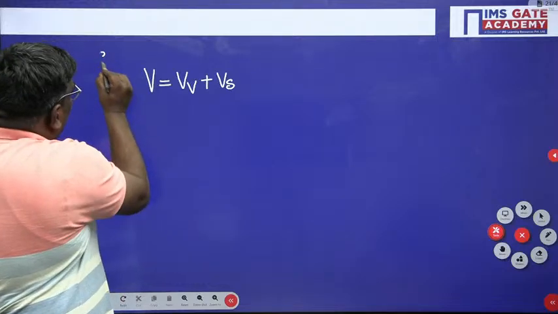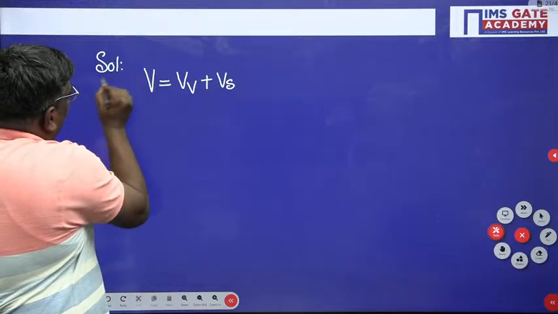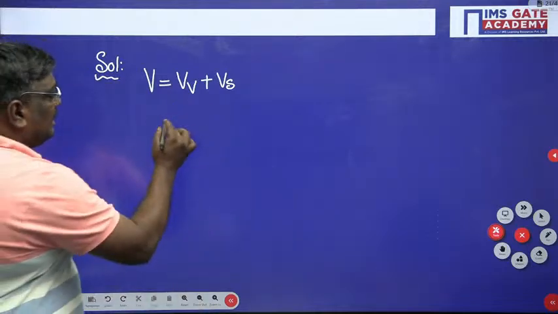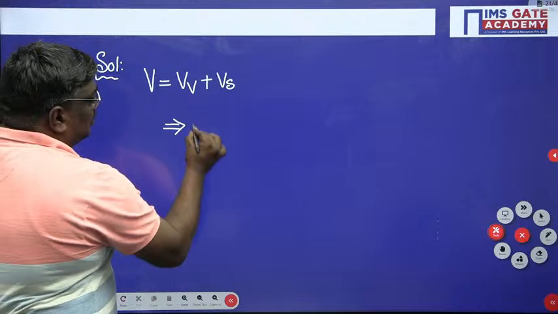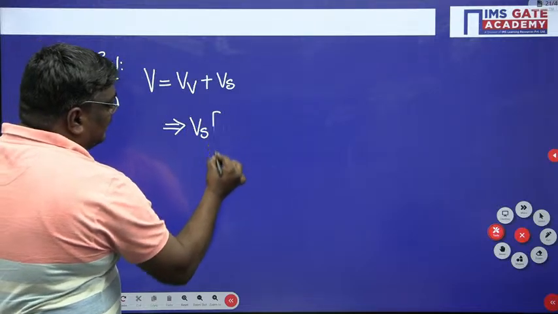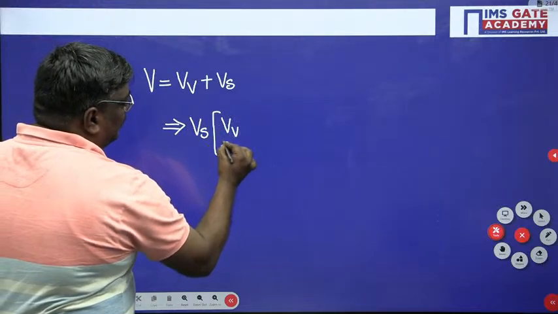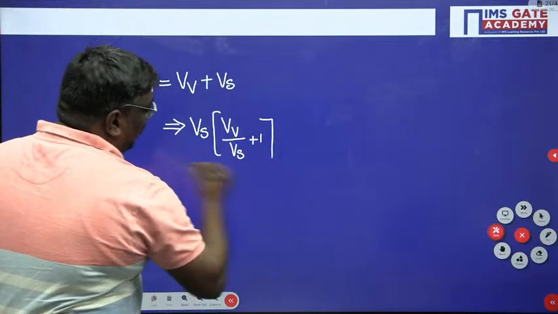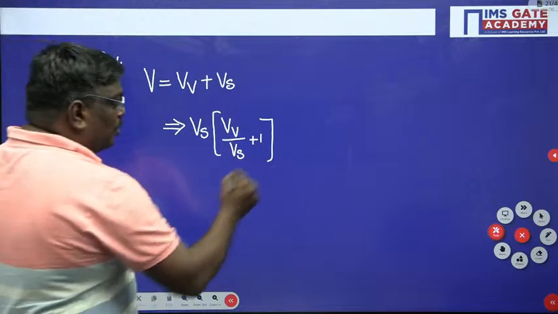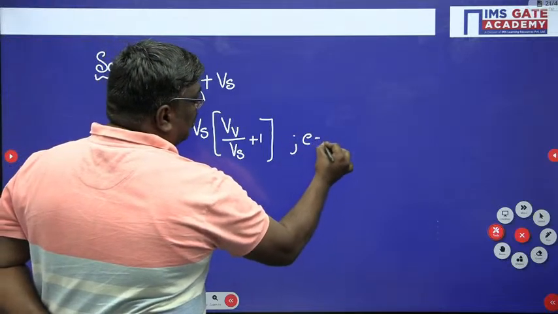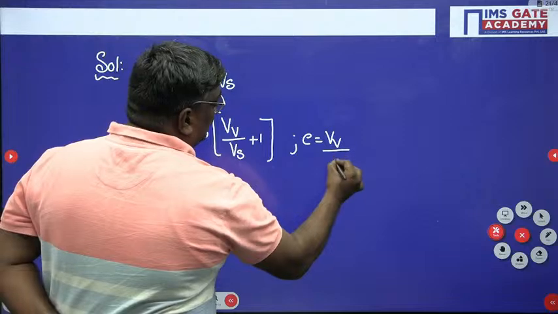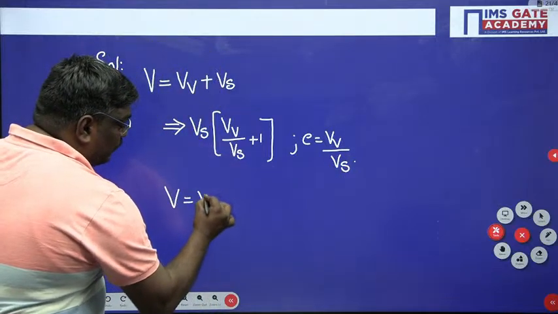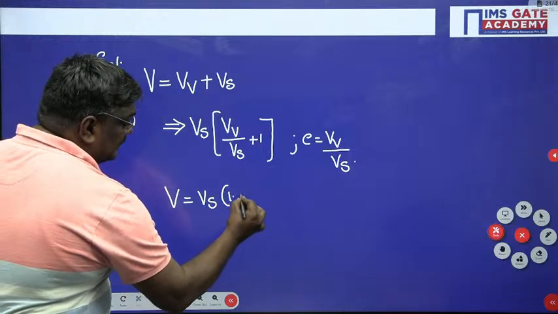Here if you see the solution, my dear students, total volume can be written as volume of voids plus volume of solids. Here I will take volume of solids as common. I can write this equation as Vs times (Vv/Vs plus 1). Now anyhow you know void ratio is nothing but volume of voids by volume of solids. So total volume can be written as Vs into (1 plus e). Okay.